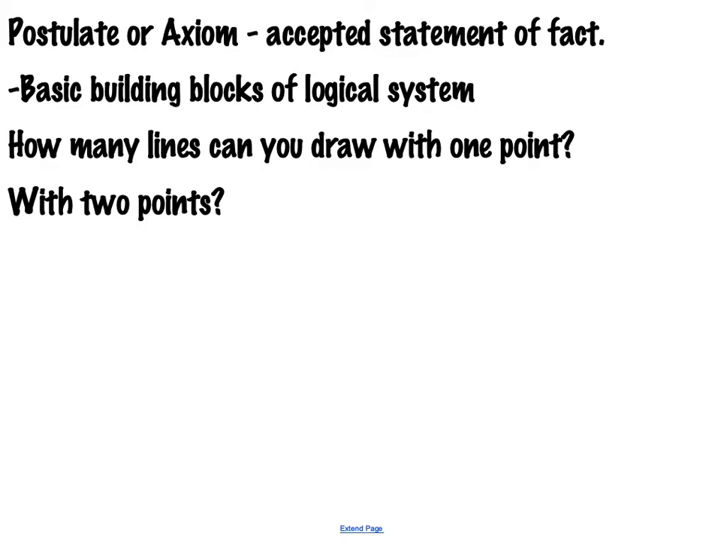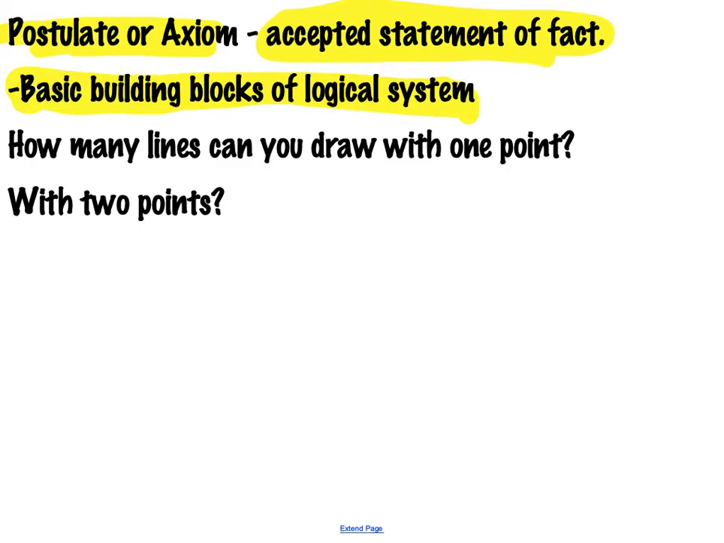A basic building block of geometry is all about a logical system. Later on, you will learn what we call proof. We start these proofs by identifying what we call a postulate. A postulate or axiom is an accepted statement of fact. In geometry, we start with very simple matters, and then we build from there. Think of a postulate as a single Lego that's going to make up this whole building block.